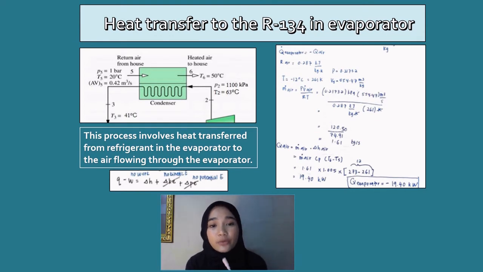Finally, we have obtained the heat transfer to the refrigerant in the evaporator. As you can see, we use the same principle as the condenser, which is first we find the Q air in the evaporator, and then we get the mass flow rate of the air, which is 1.61 kilogram per second. We set Q air equal to Q evaporator, and we get the final answer, which is negative 19.40 kilowatt.